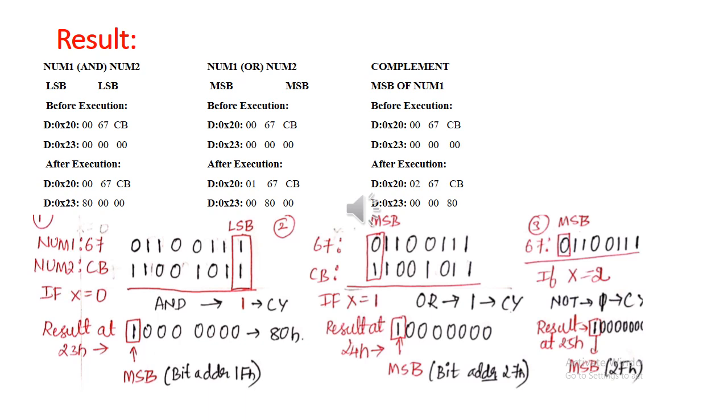The third case is if x is equal to 2, you are going to complement this MSB bit. This MSB bit is 0. After doing the complementation, it will be equal to 1. That 1 is available in the carry flag, and you are going to store it with the byte address of 25H memory location, and that bit address will be the 2FH memory location.